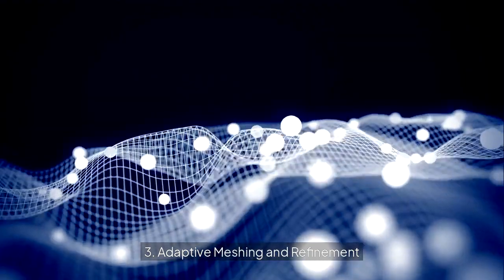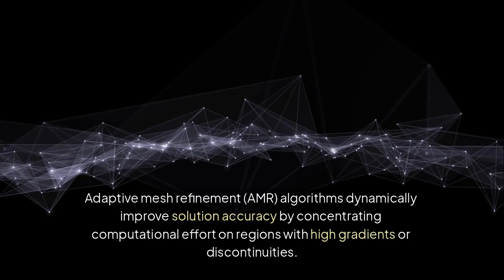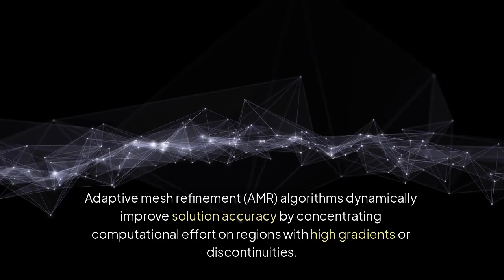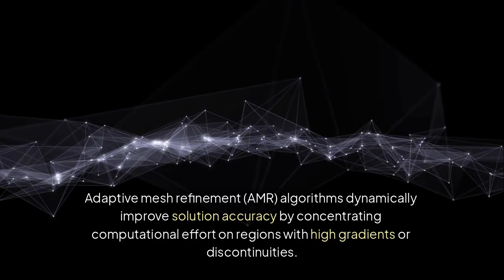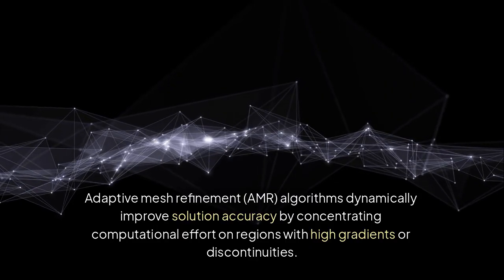3. Adaptive meshing and refinement. Adaptive mesh refinement, AMR, algorithms dynamically improve solution accuracy by concentrating computational effort on regions with high gradients or discontinuities.